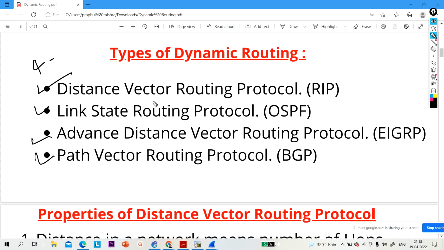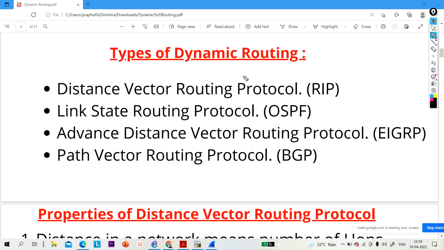Guys, distance vector routing protocol is RIP. RIP is a distance vector routing protocol. OSPF is a link state routing protocol, right? And EIGRP is an advanced distance vector routing protocol. Actually, EIGRP is a combination of distance vector plus link state, right? And path vector routing protocol is BGP, Border Gateway Protocol. Okay.